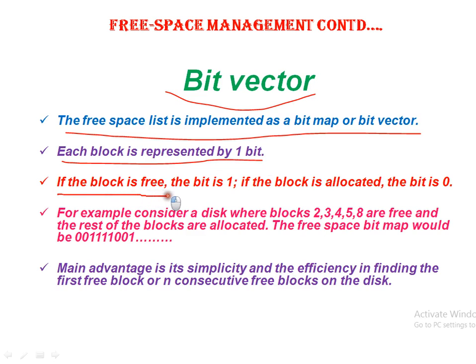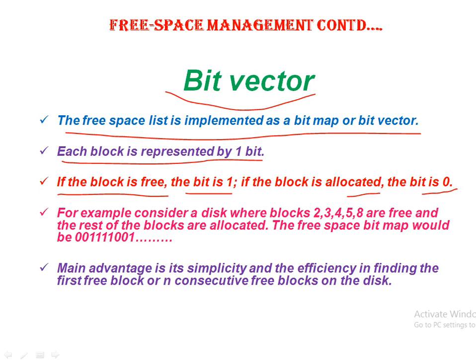If the block is free, the bit is 1. If the block is allocated, that is any of the data of any of the file has been allocated, then the bit is 0.